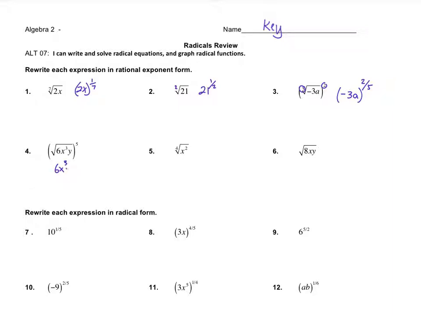6x cubed y gets grouped together. We've got a power of 5 and a root of 2. Here we've got x to the 2/4 power, which you can make x to the 1/2, reduce your fraction. And then finally, 8xy to the 1/2.